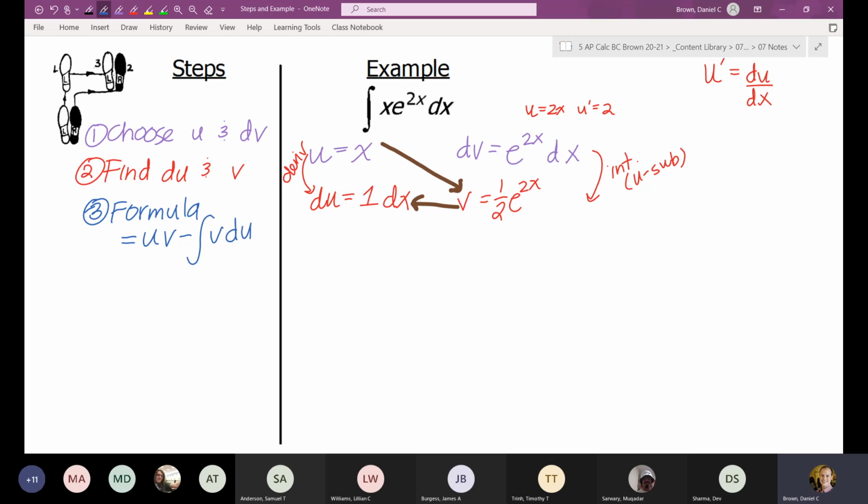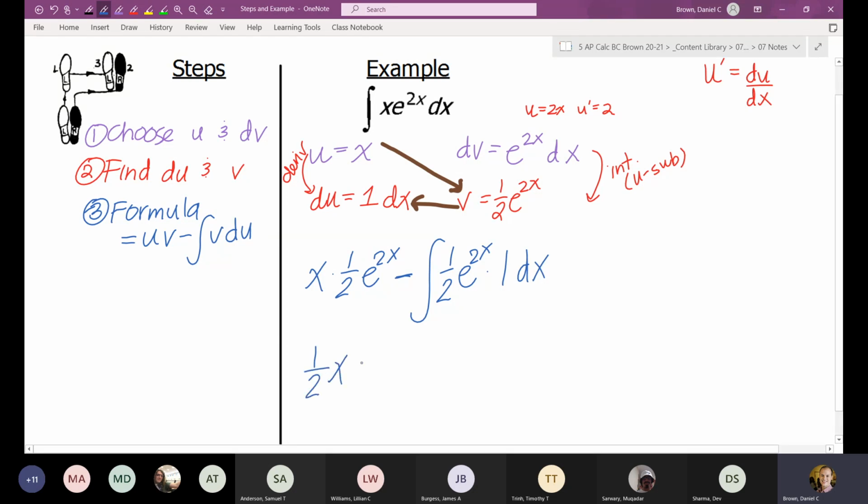So this integral, we have u times v minus the integral of v du. And then to get to our final answer, I'm just going to kind of clean it up a bit, and then we hope that that last integral is going to be an easier one to find. So the first term, I'm just going to rewrite it so that coefficient comes in front, just so it looks a little bit nicer.